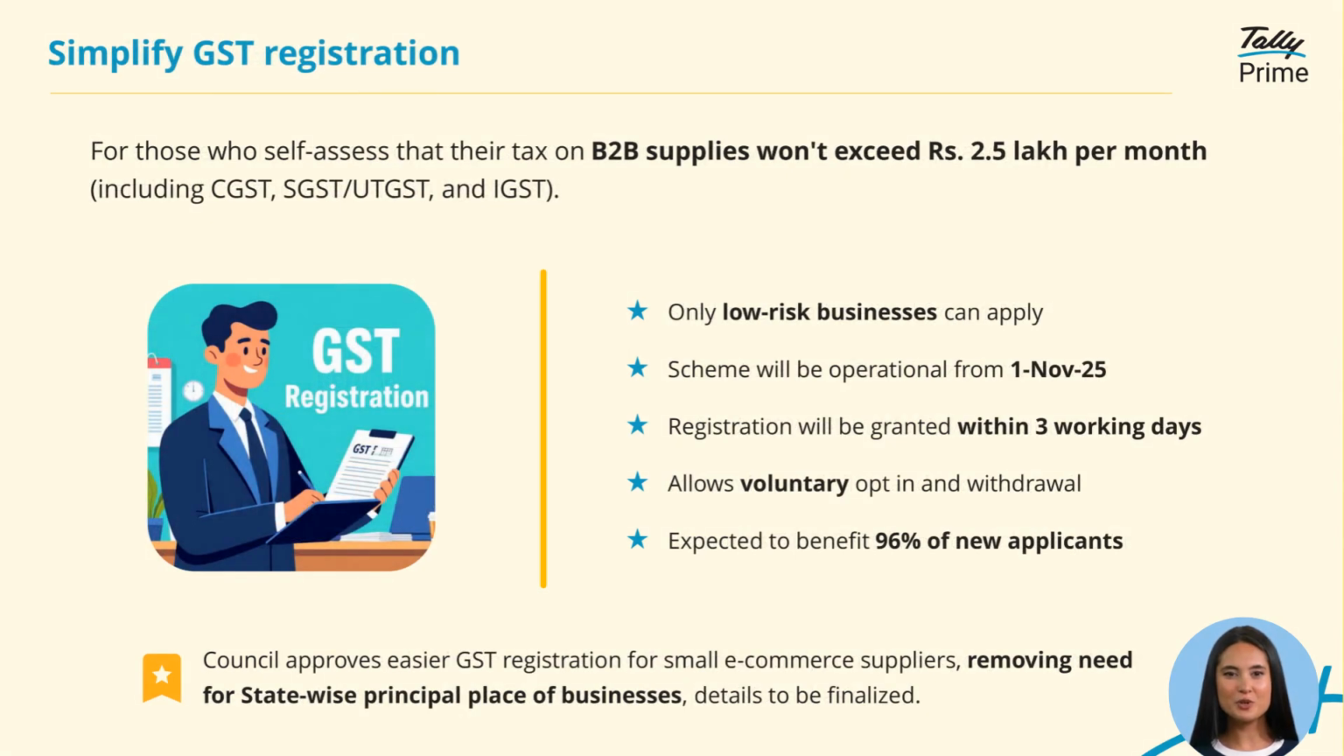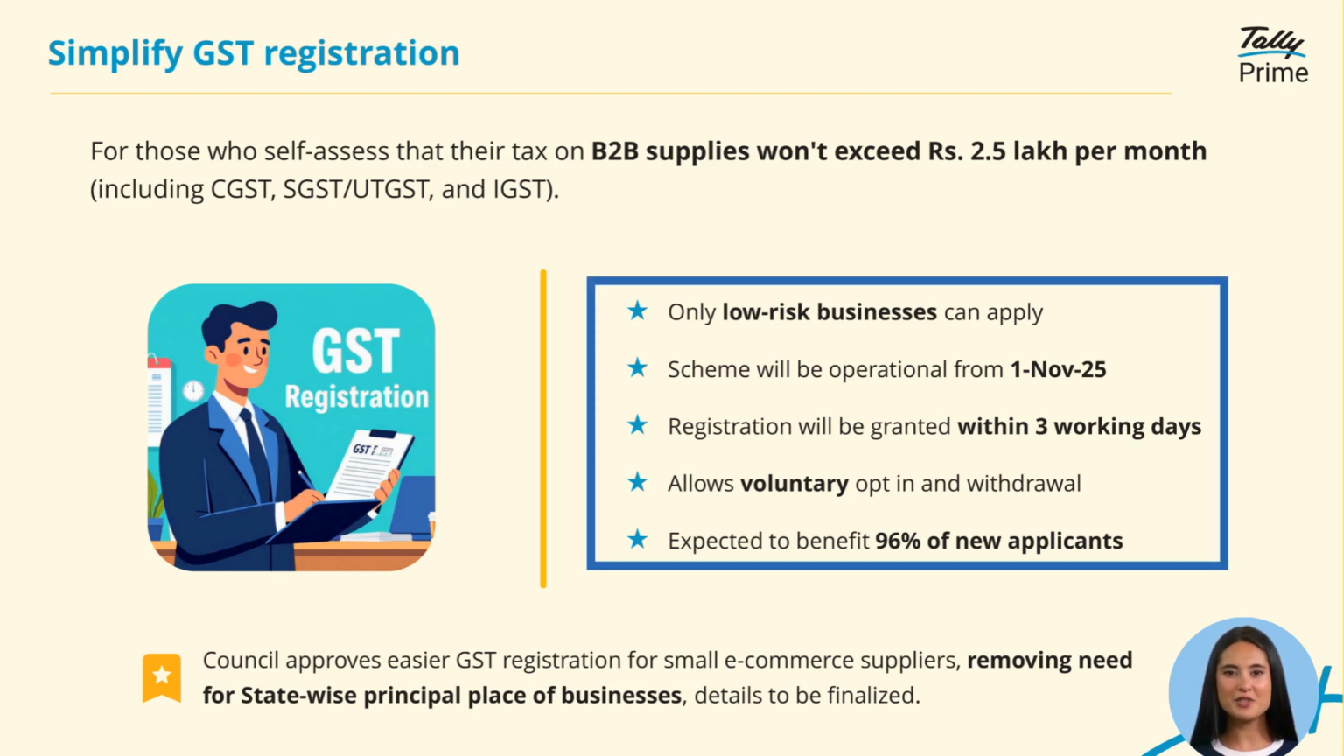From 1st November 2025, GST registration will become much simpler for small businesses. If your B2B supplies are less than 2.5 lakh rupees per month, you can opt for this scheme. Only low-risk businesses are eligible, and registration will be granted within 3 working days. It is voluntary, so you can choose to opt in or withdraw anytime. This change is expected to benefit nearly 96% of new applicants. The Council has also made registration easier for small e-commerce suppliers by removing the need for separate state-wise registrations.